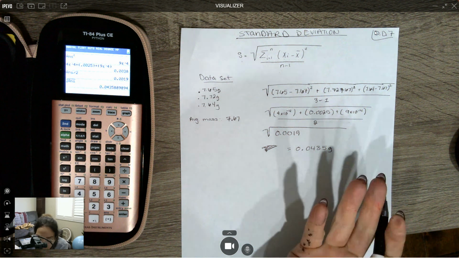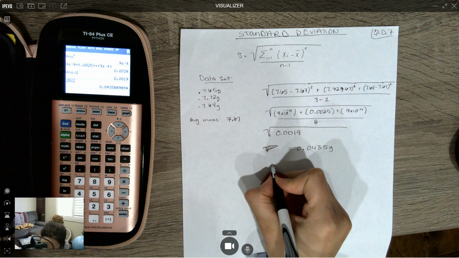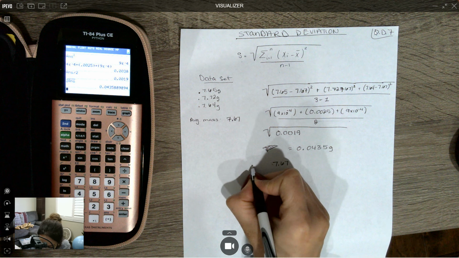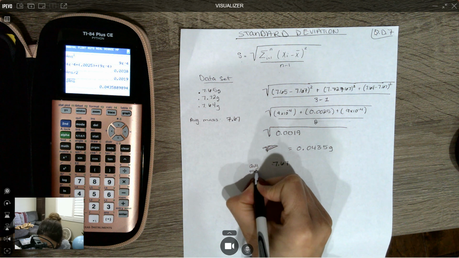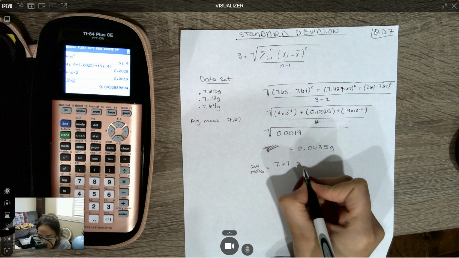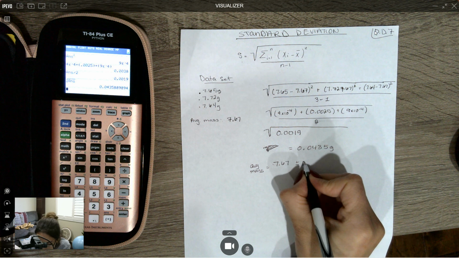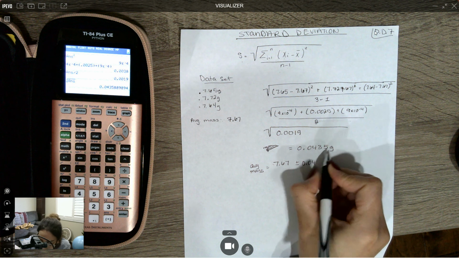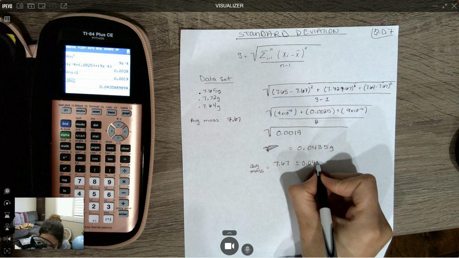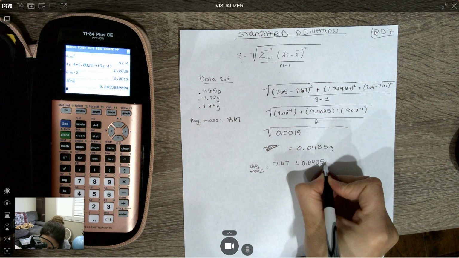So the way I would report this then, the mass will be reported as 7.67, which is my average, plus or minus, okay, because it's square root, so plus or minus 0.04. And I'm just going to express this in two significant, actually three, one, two, three significant figures. So I'll leave it as is.